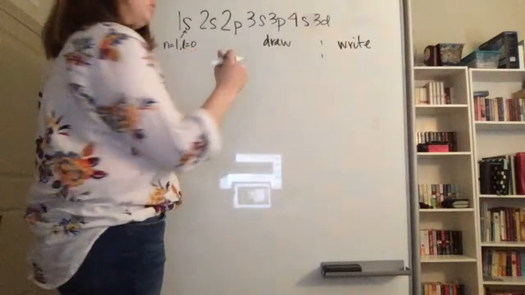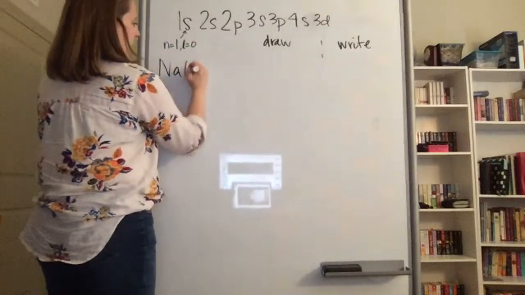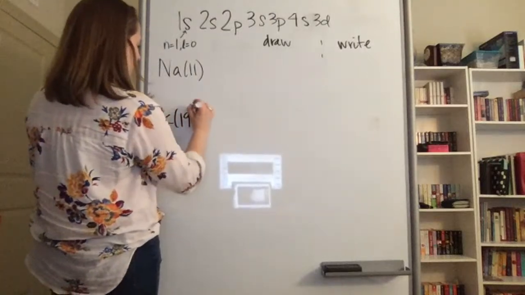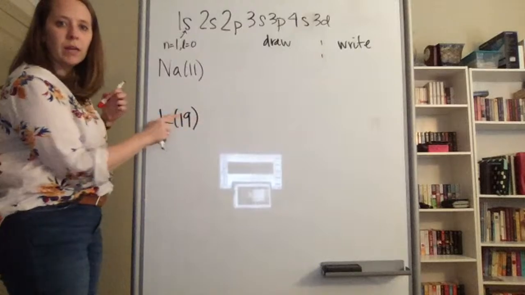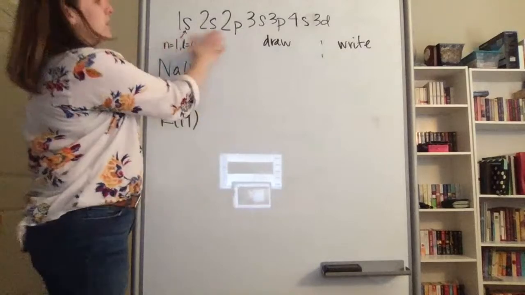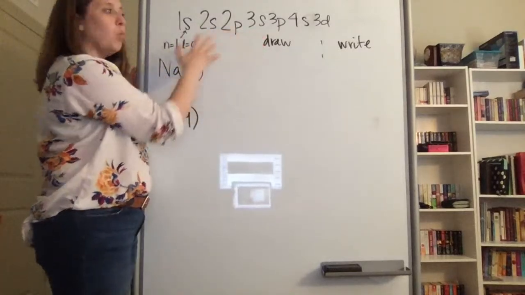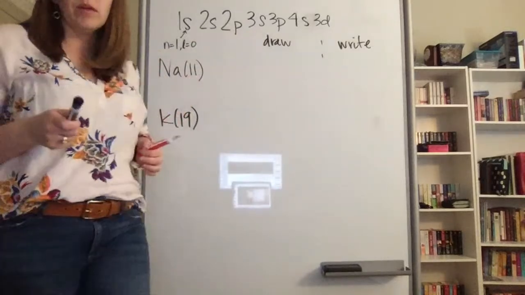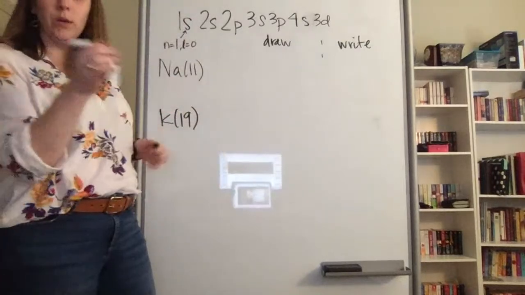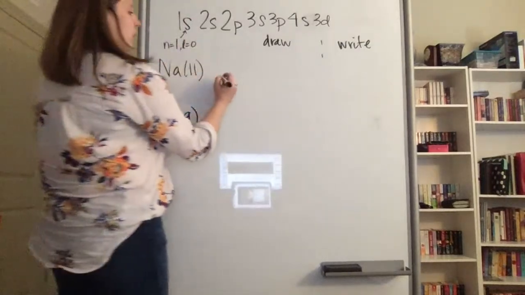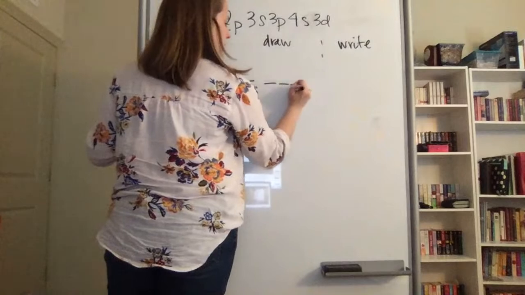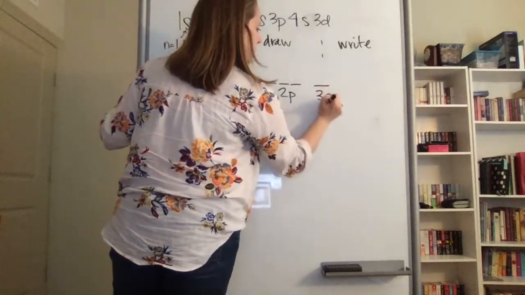So for sodium, we have 11 electrons, and for potassium, we have 19. These numbers I'm mostly writing up here so you guys can think about it. If we know that this is the order that they're going to go into, we could sit down. I will do sodium, and then I will give you guys a second to think about and give potassium a go on your own. So for sodium, we know that we're going to have 11 electrons: 1s, 2s, 2p, 3s.